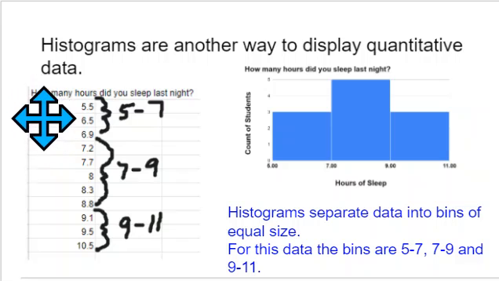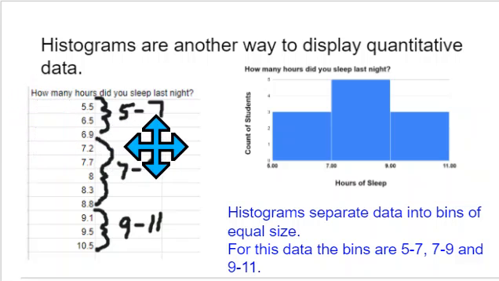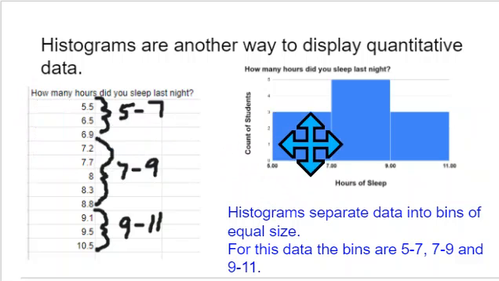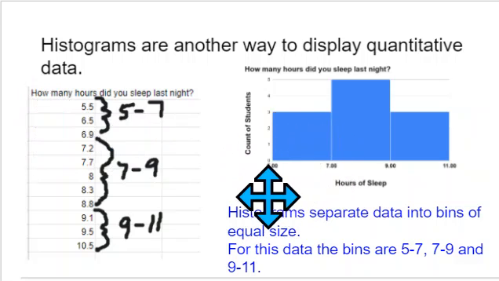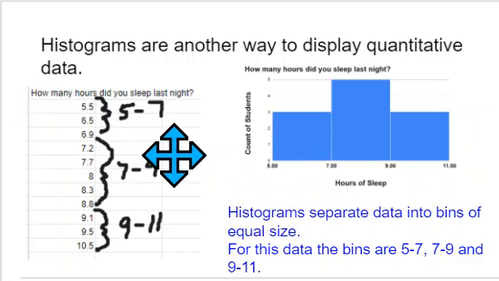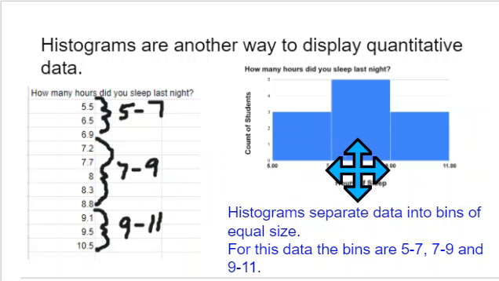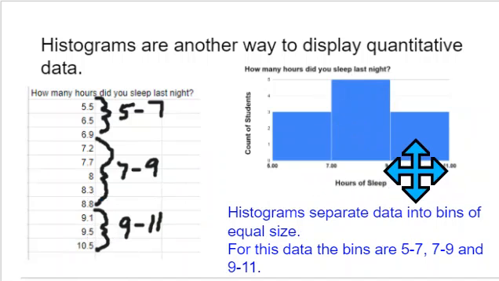So there were 3 people who got between 5 and 7 hours of sleep, and you can see that here. There were 5 people who got between 7 and 9 hours of sleep. Those are in this bin. And there were 3 people who got between 9 and 11 hours of sleep, and those are in here.